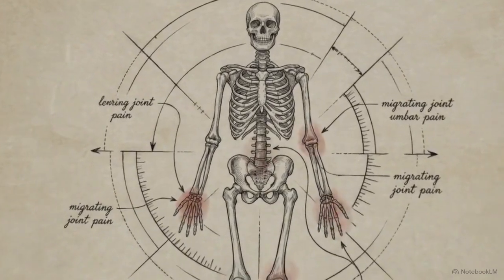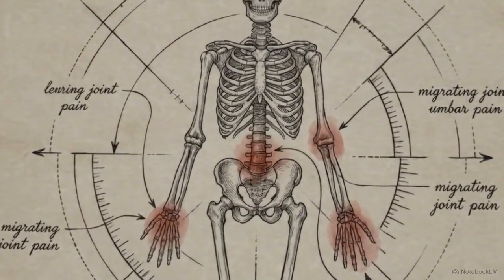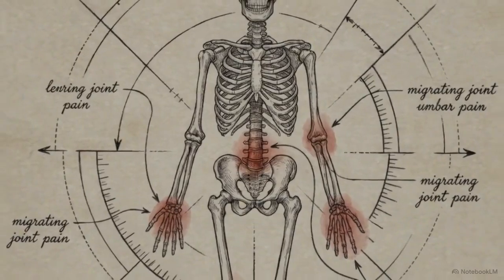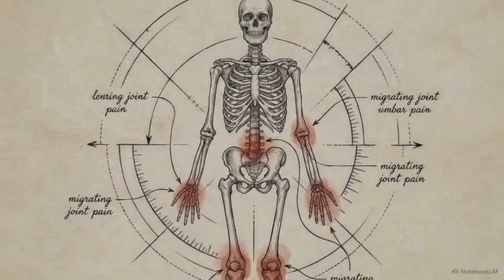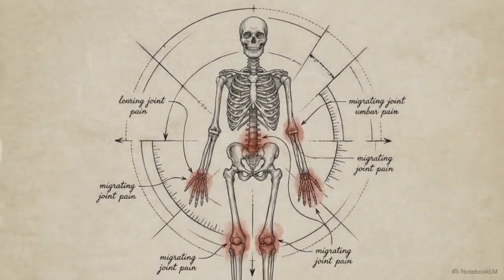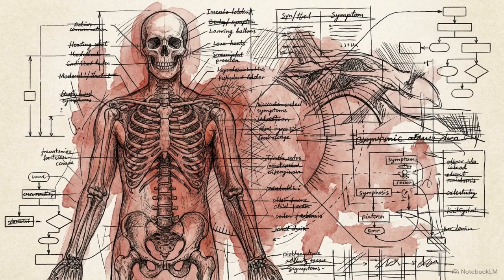A patient presents with diffuse, migrating joint pain. Knees ache in the morning, hands swell by the afternoon, and the lower back stiffens overnight. To the untrained eye, this presentation is a chaotic map of overlapping symptoms.